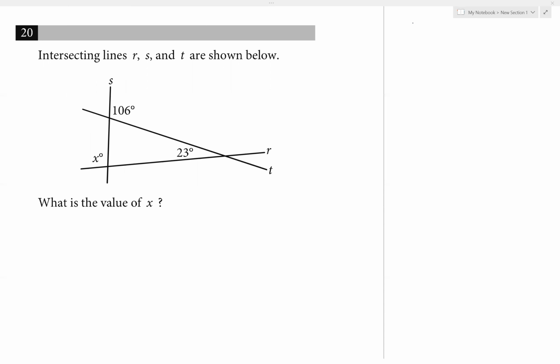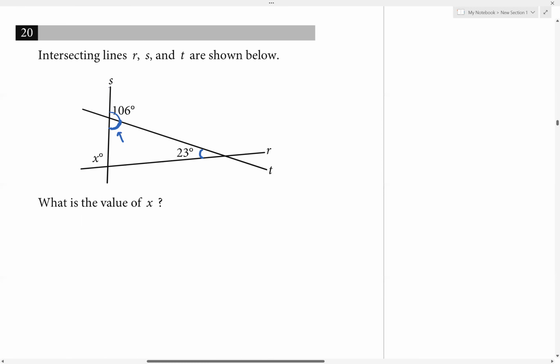Okay, so since we have a triangle inside, we can definitely use the triangle to help us, because we know the three angles in the triangle have to add up to 180 degrees. So if you have this as 23 degrees to begin with, we can actually solve for this angle first, because we know this one on the outside is 106.